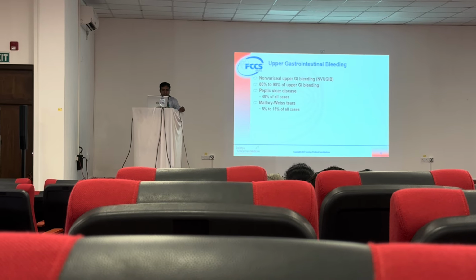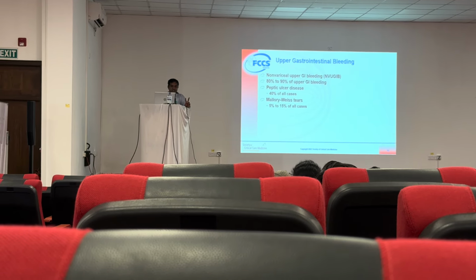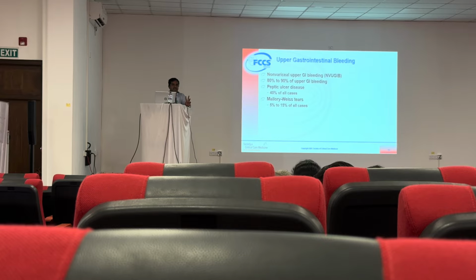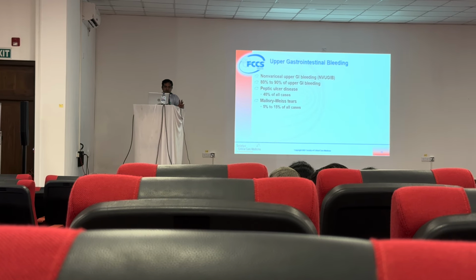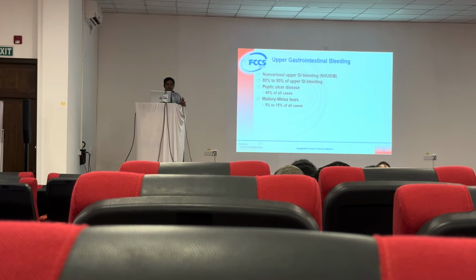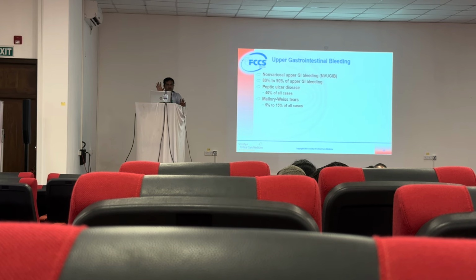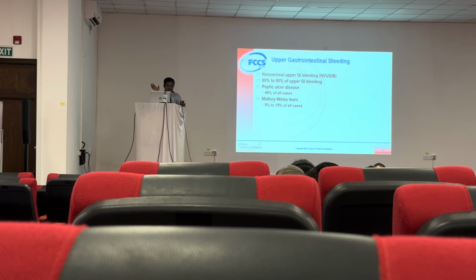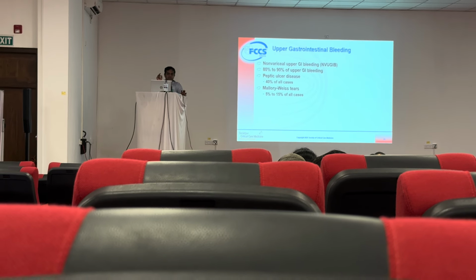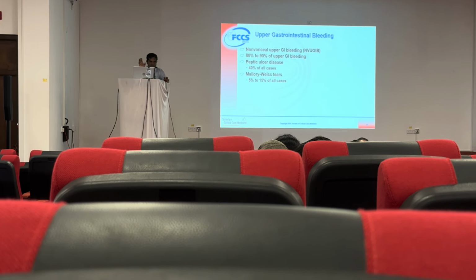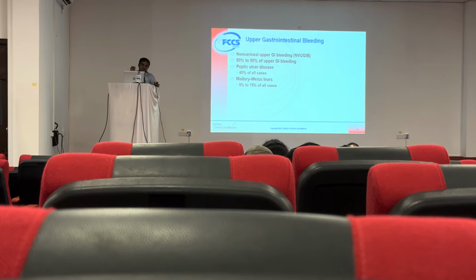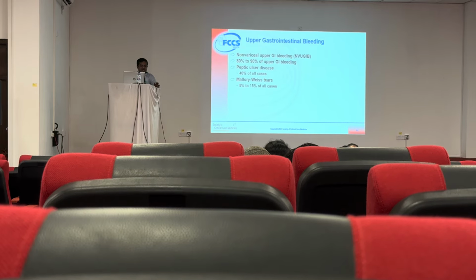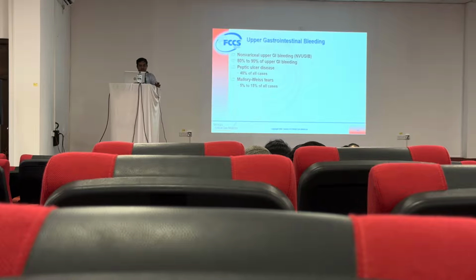So you can divide it into two groups. One is non-variceal upper GI bleeding. Second one is variceal upper GI bleeding. Non-variceal means that the patient does not have esophageal varices, but even though they are having bleeding. In the other group, they may have obvious varices. Those varices can bleed. So two groups. When you see, 80 to 90% is non-variceal bleeding.